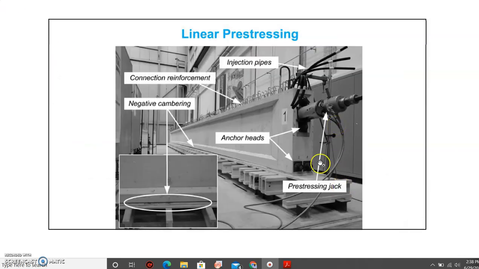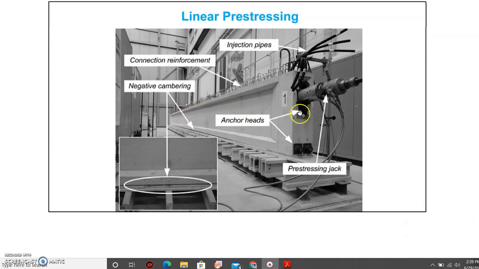In this picture you can see the pre-stressing jack and anchorage heads. Here are the anchorage head, the negative camber and the connection reinforcement, and the injection pipe. This pipe is used to inject the mortar in the case of post-tensioning. This is the pre-stressing jack, which is calibrated to show how much force is applied to the tendons. This is an example of linear pre-stressing, a long girder, a deep beam. We know that a deep beam is called a girder.